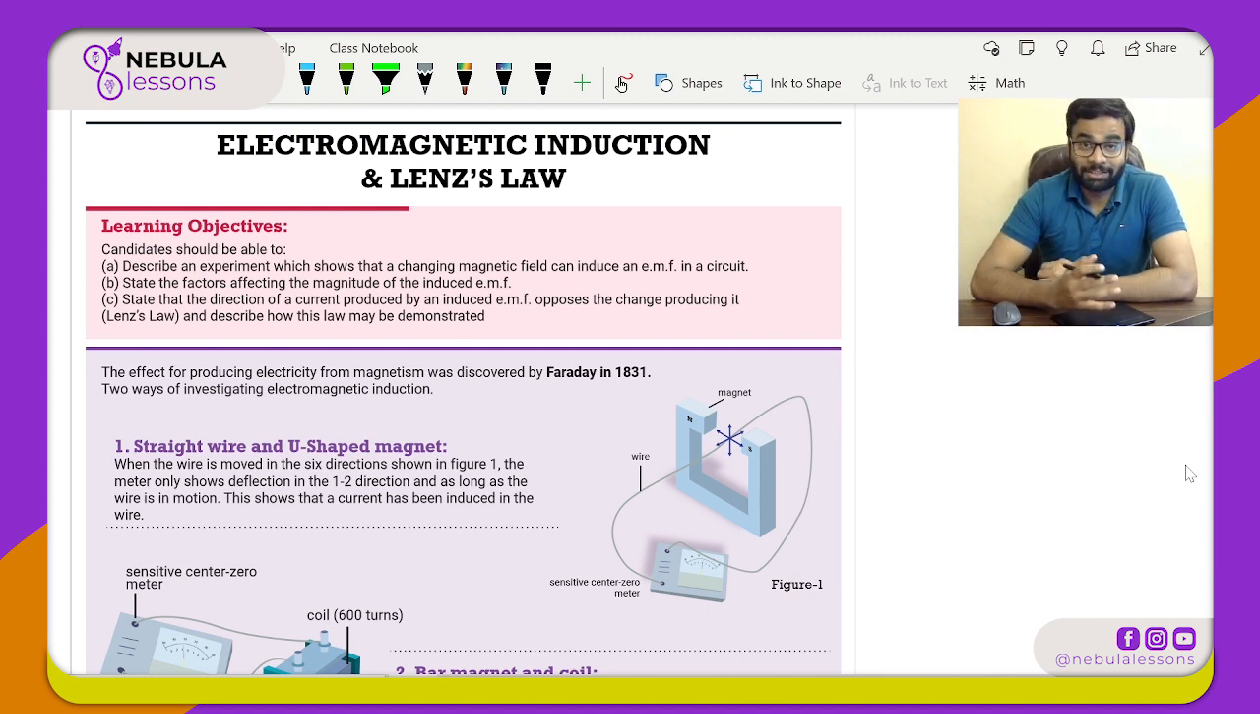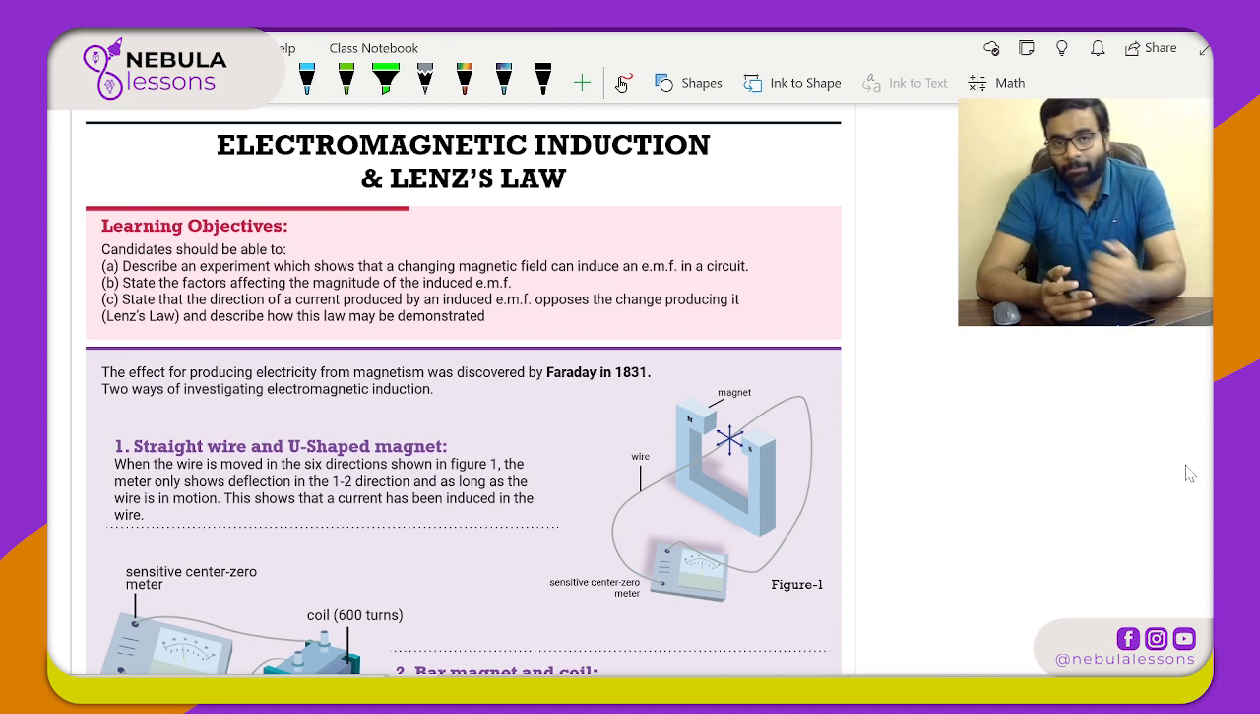We have compiled a series of tutorials for you on the topic of electromagnetic induction. The first part of the tutorial explains what electromagnetic induction is and how we set up experiments to demonstrate the effect. The second tutorial explains the factors which affect the magnitude of induced EMF. And in the third tutorial, you'll be learning about Lenz's law.